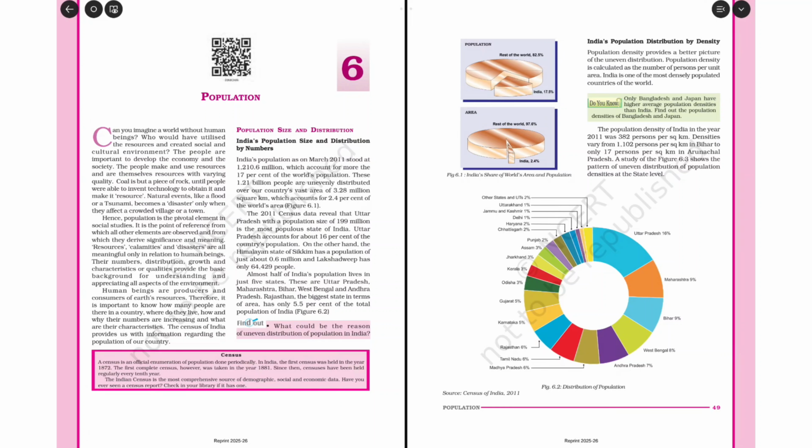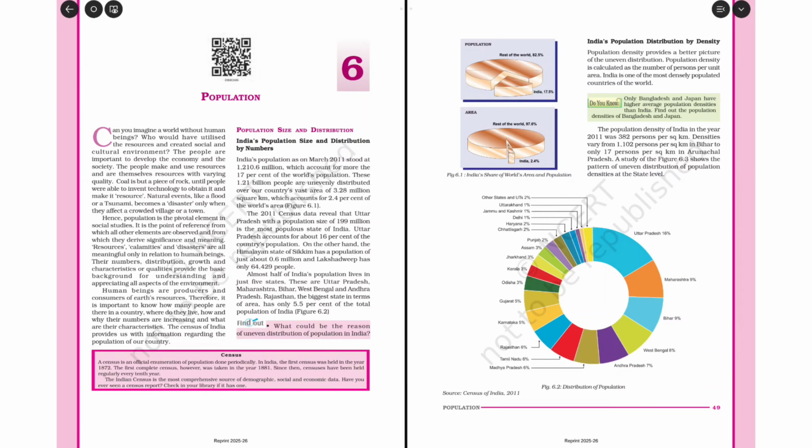Almost half of India's population lives in just 5 states. These are Uttar Pradesh, Maharashtra, Bihar, West Bengal, and Andhra Pradesh. Rajasthan, the biggest state in terms of area, has only 5.5% of the total population of India. Half the population in 5 states. That's wild. I find the mention of Rajasthan at the end of that section particularly revealing.